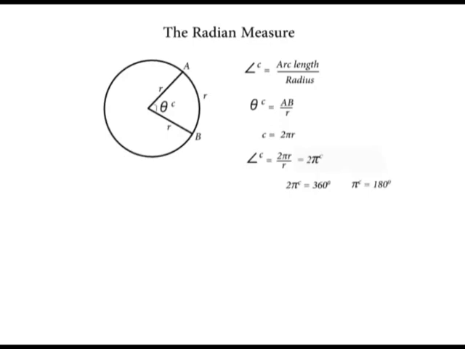And therefore, 1 degree will be equal to pi over 180 radians, and 1 radian is 180 over pi. Given that pi is 3.142, then 1 radian will be equal to 57.3 degrees. However, in most cases, we prefer to write the angle in form of pi. And that means 360 will be written as 2 pi radians, 180 degrees will be pi radians, 90 degrees is a half pi radians, 45 degrees is a quarter pi radians, and so forth.